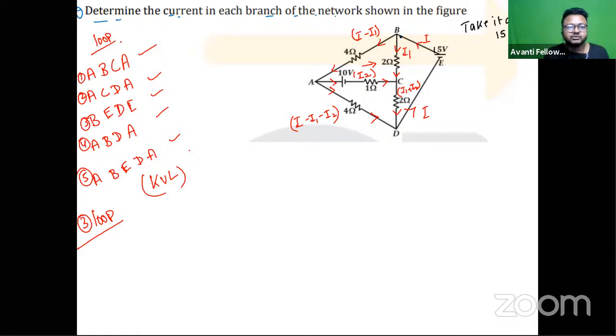So in the third loop, it is going from B to E. Then from E to D you are going. So you are entering from the positive side of the battery and going out from the negative side of the battery. So you should write minus 15 volt. Simple, right? Because you're going out from the negative, B, E, then D, right?